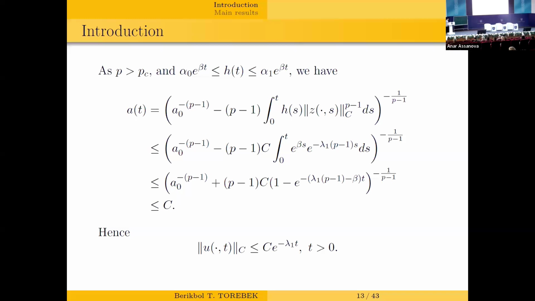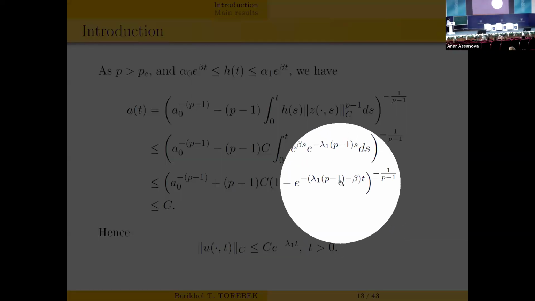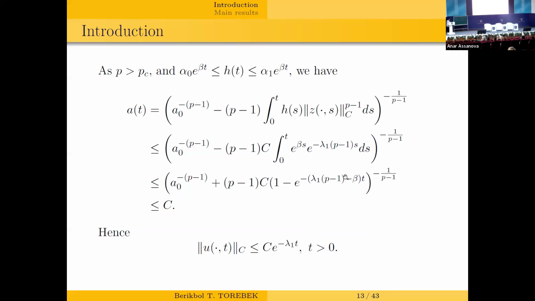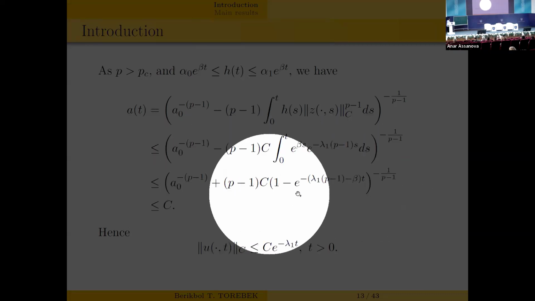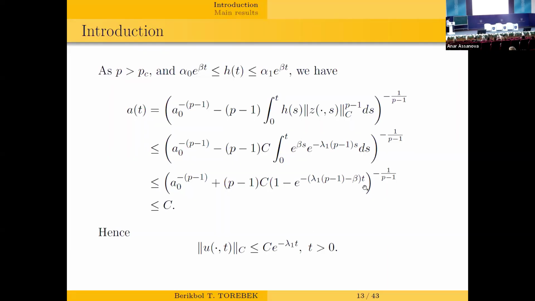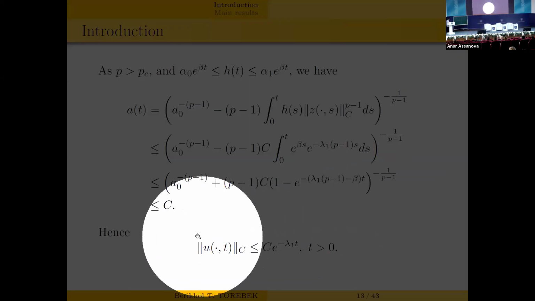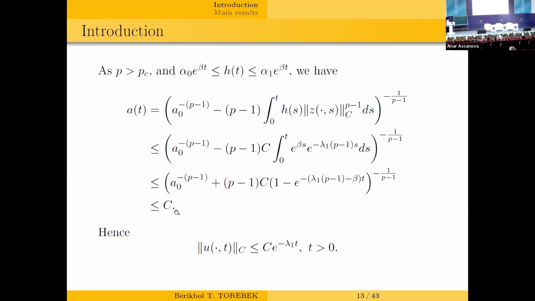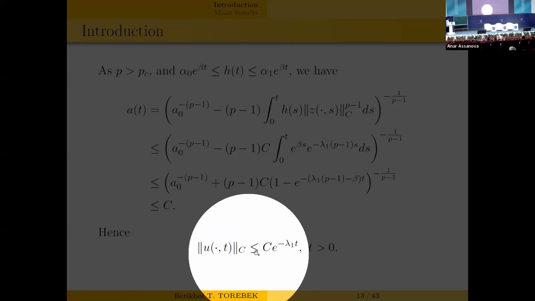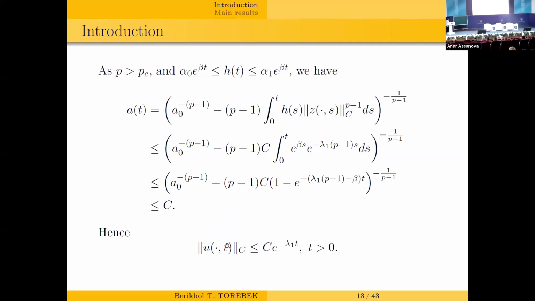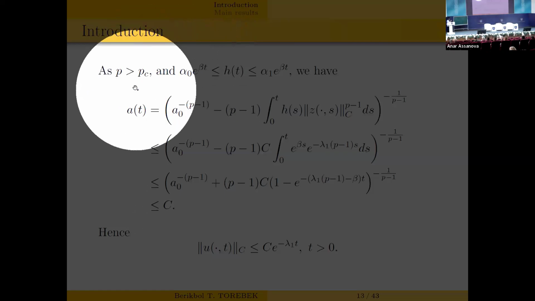If p is greater than this critical number, then this power will be negative. Then all of this expression exists for any time. It means that it's bounded from above by some constant. Then finally, we have this one, and this one is bounded for any time. It means that the solution of our problem exists globally for this kind of p.